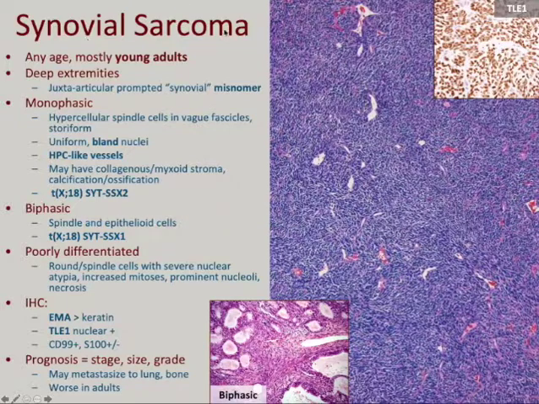Okay, so remember, HPC-like vessels, thin-walled and dilated. Remember, can be monophasic or biphasic, biphasic with epithelioid islands. Remember, should have EMA or keratin positivity. Remember, should have TLE1 nuclear staining, but TLE1 is not so specific because a lot of things can express TLE1, unfortunately. Always rely on the translocation SYT, SSX1 or 2.